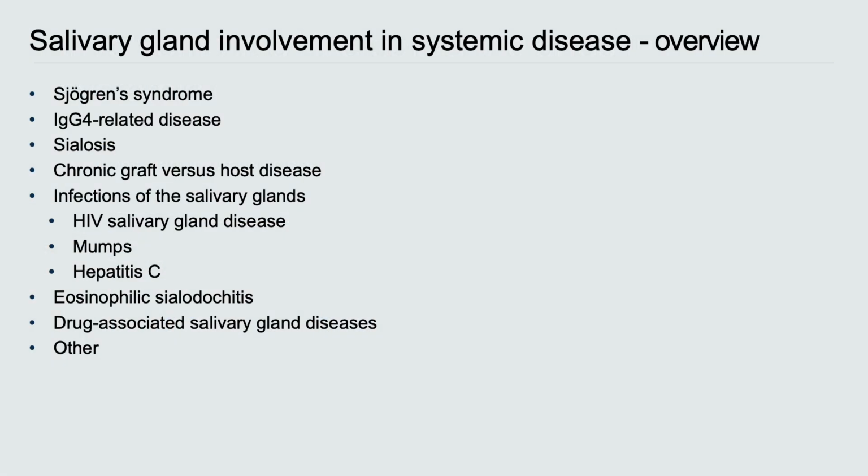So today's talk will focus on the following systemic diseases affecting the salivary glands. I'll focus on Sjogren's syndrome, IgG4 related disease and sialosis, and provide an overview on chronic graft-versus-host disease, infections of the salivary glands, eosinophilic sialodochitis, and drug-associated salivary gland diseases. I'll also mention the other rarer conditions with salivary gland manifestations.